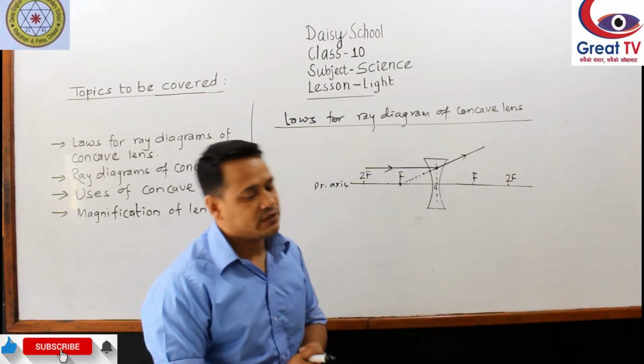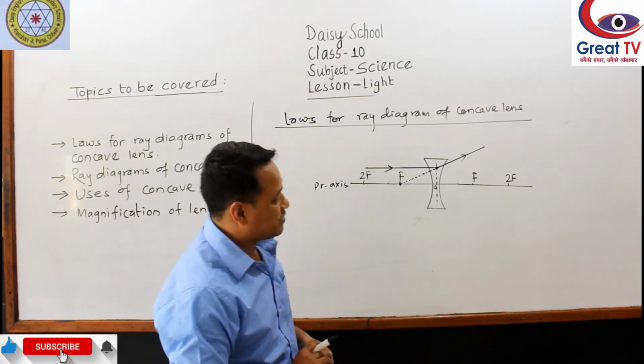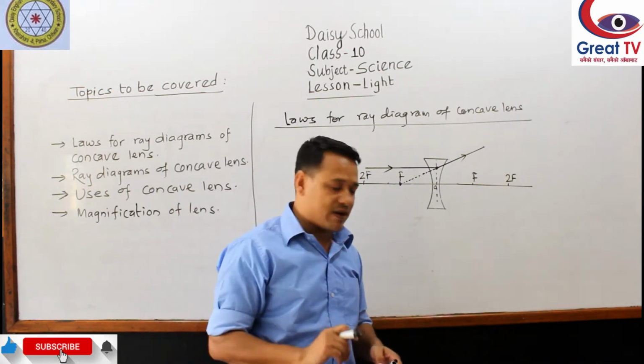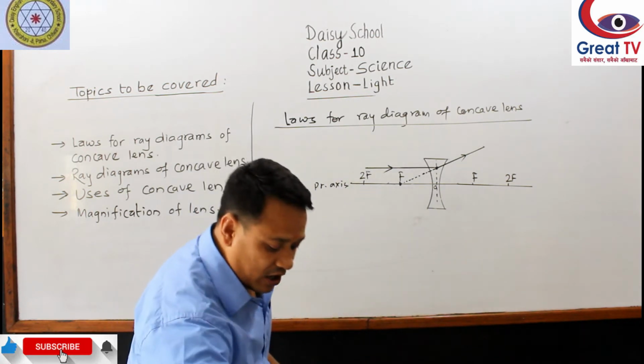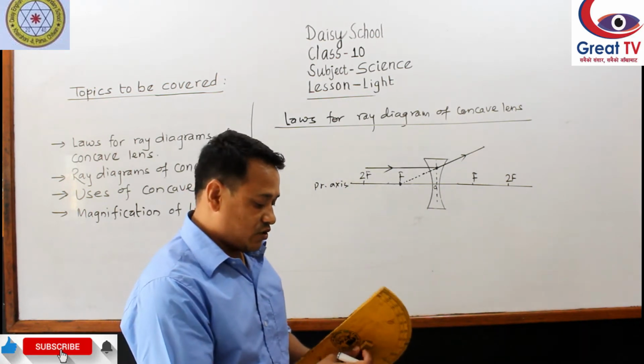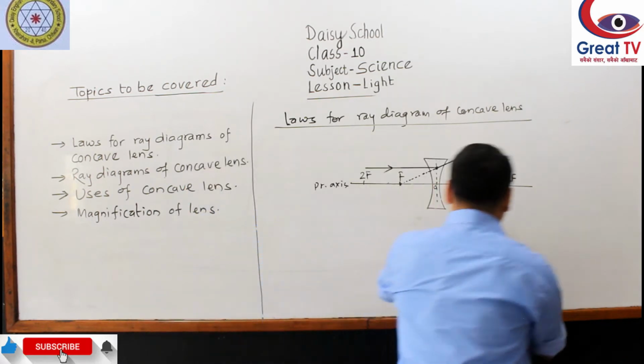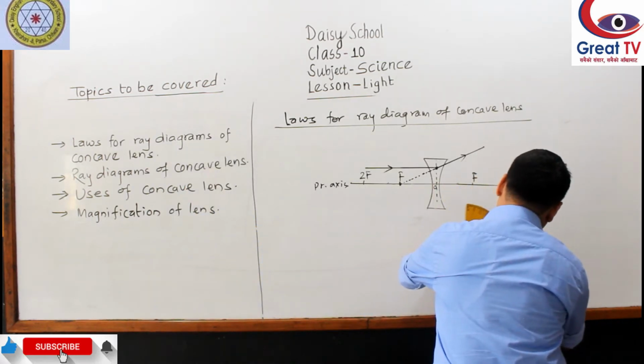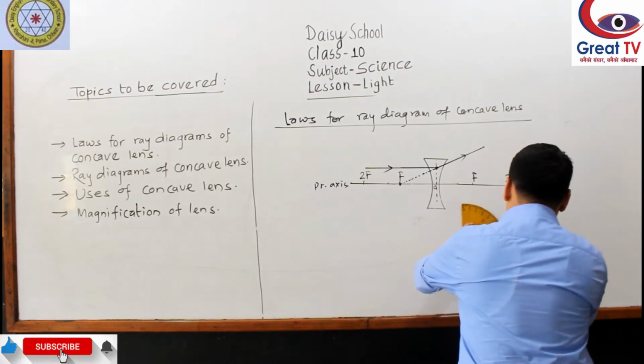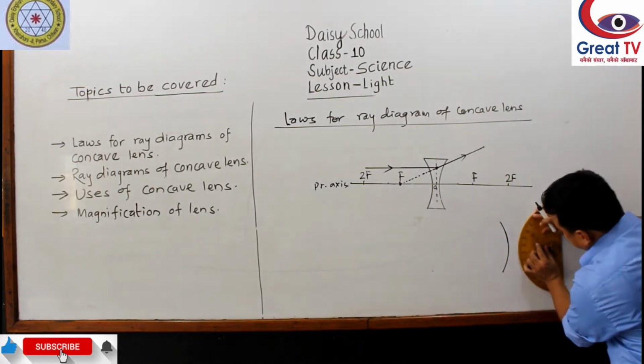And second rule, similar to the convex lens: a ray of light which is incident on the optical center passes without bending. Okay, so the second rule is the same as the convex lens.